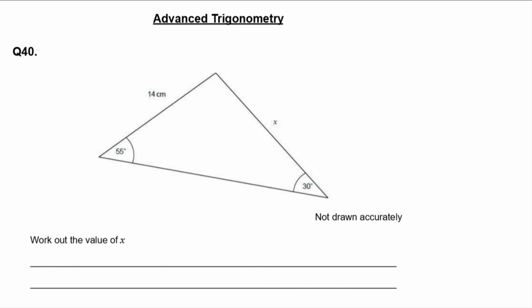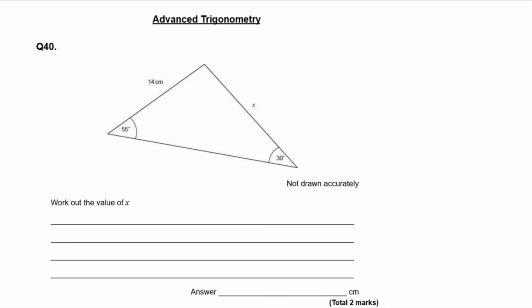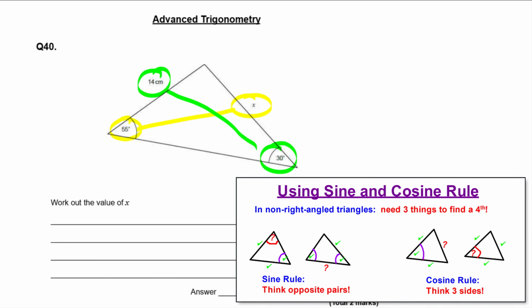Right, first up with the sine rule and cosine rule, you have to kind of work out which one you've got. So here I've got an angle over here and an x over here that I want to find that's opposite it, and I've got a 14 here and an angle here that I know. Okay, so this involves opposite pairs, and opposite pairs is the sine rule.